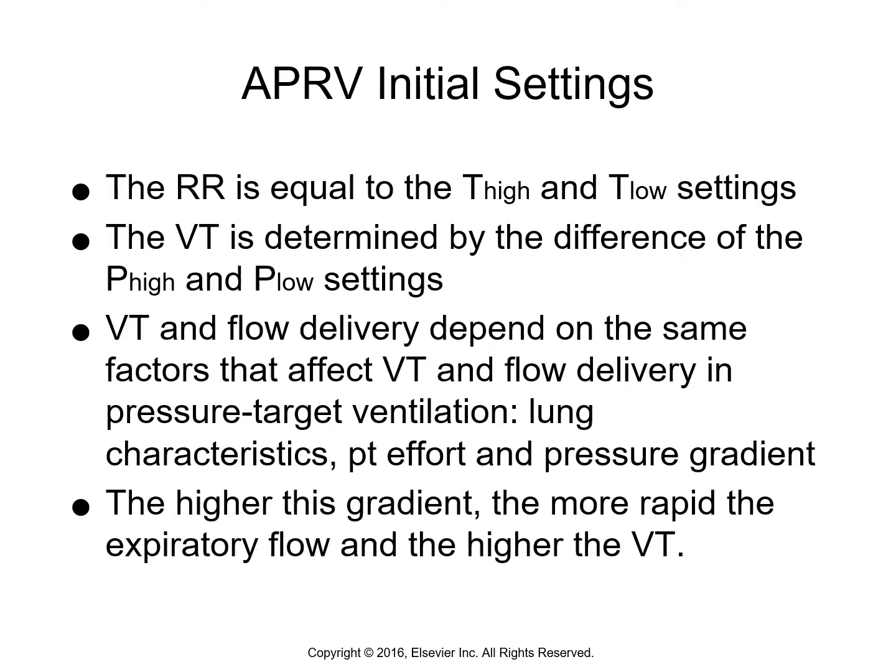Alright, so again, the respiratory rate is equal to whatever the T high and T low settings are. You take the total cycle time of whatever those seconds are set, and you divide that into 60, and that'll give you your respiratory rate. The tidal volume is determined by the difference between your P high and your P low settings. Also keep in mind that the tidal volume and the flow of delivery are dependent on the lung characteristics, the patient effort, and the pressure gradient. The higher the gradient, the more rapid the expiratory flow, and the higher your tidal volume.